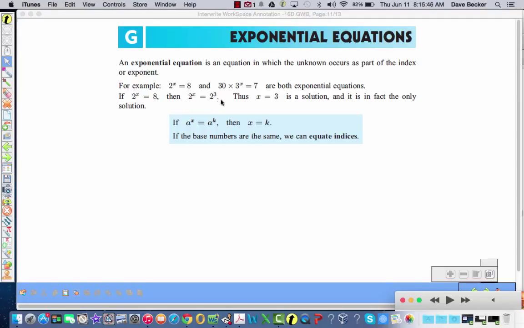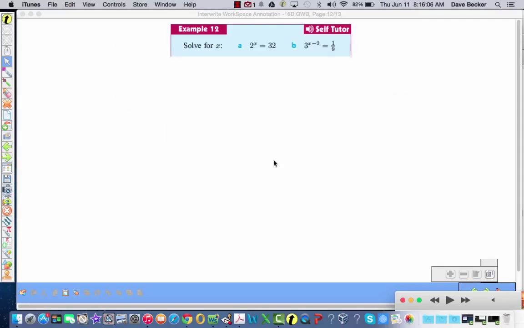But the way we can do that, I can rewrite 2 to the x equals 8 as 2 to the x equals 2 cubed. If we have the same base, then the exponents must be equal in order for the equation to be equal, and that is all that this is saying. You will see that through a series of 4 examples.